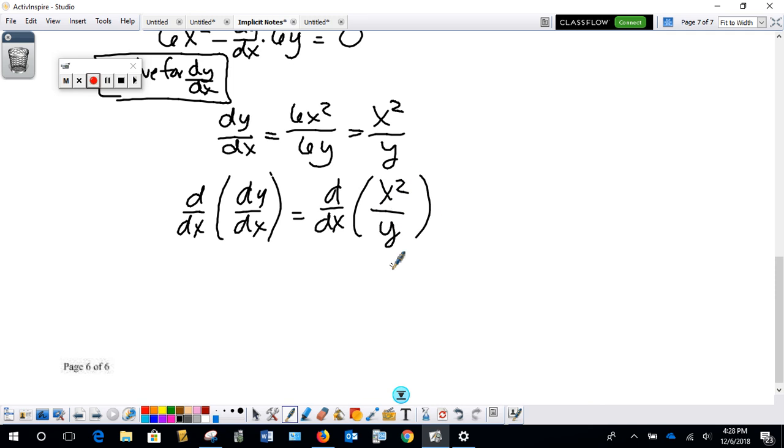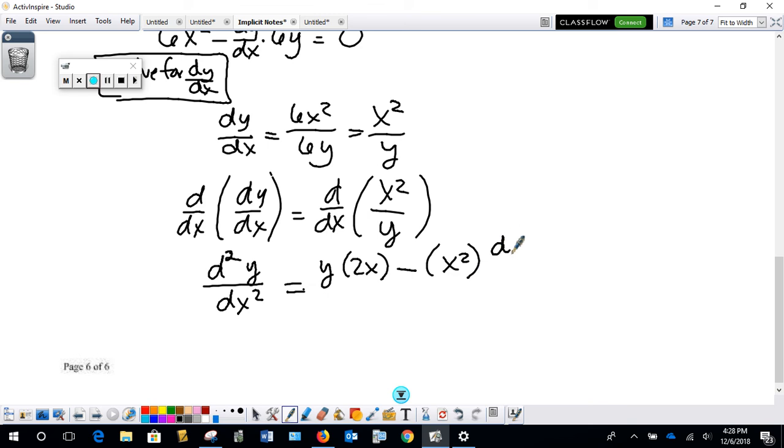Again, why do I show this? Because I'm doing it implicitly, so I need to show that I'm taking the derivative. Notice that this is d squared y over dx squared, second derivative. Now I take the derivative of that, quotient rule. Low d high minus high d low all over low squared.